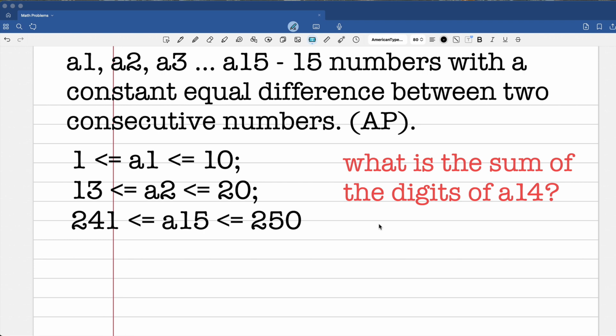Anyway, getting into this problem today. You have 15 numbers, A1 to A15, and they have a constant equal difference between two consecutive numbers, as in the difference between A2 and A3 is exactly the same as between A3 and A4. In other words, it's an arithmetic progression, and there are three given conditions. A1 is a positive integer between 1 and 10, A2 is an integer between 13 and 20, and A15 is between 241 and 250. The question is, what is the sum of the digits of A14?